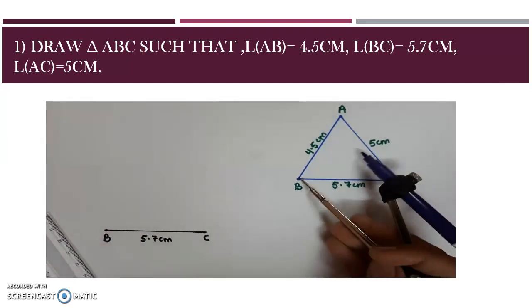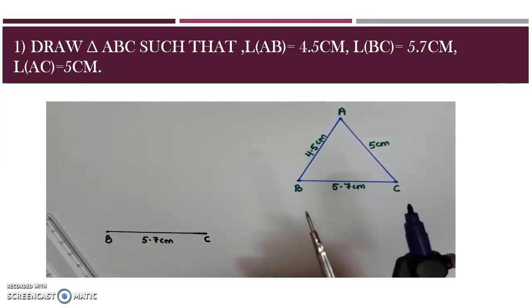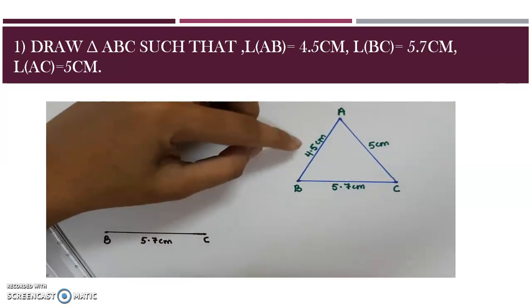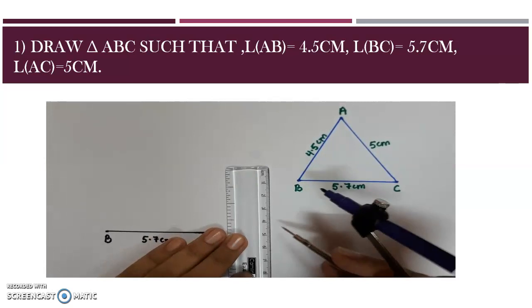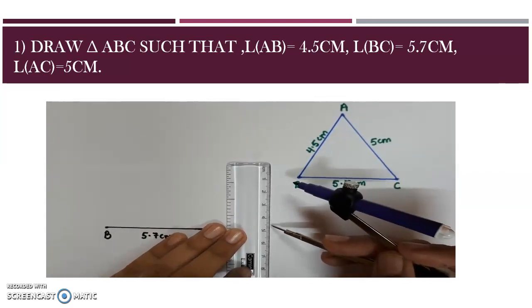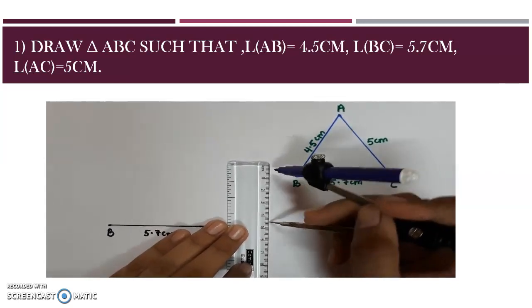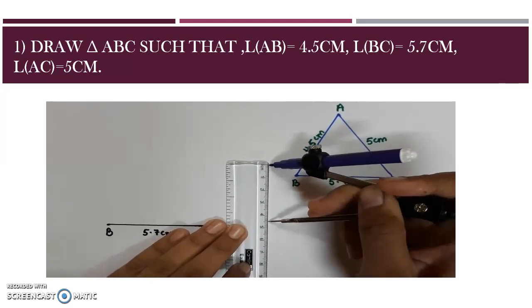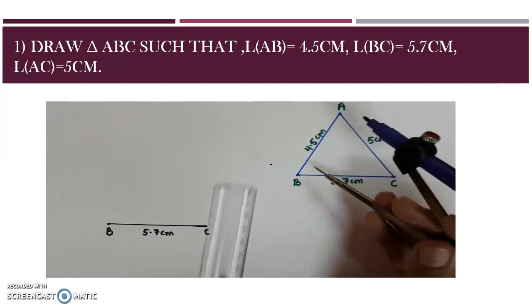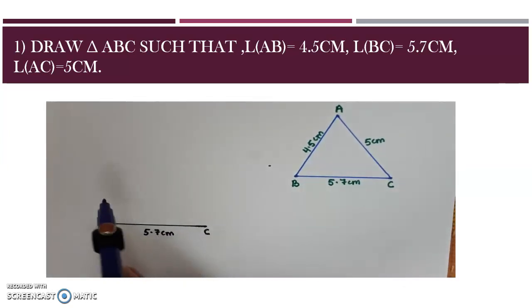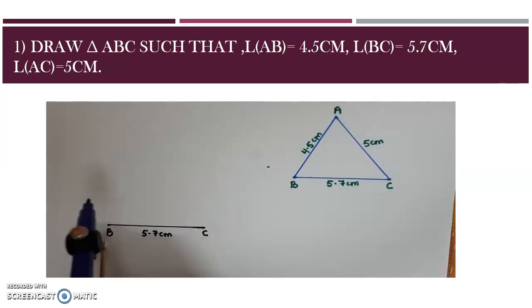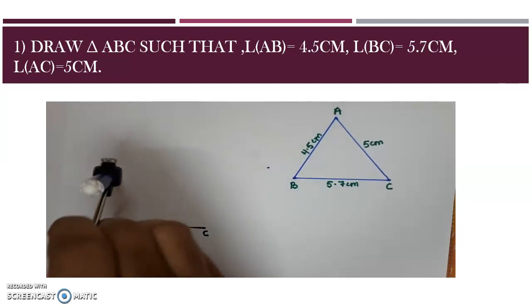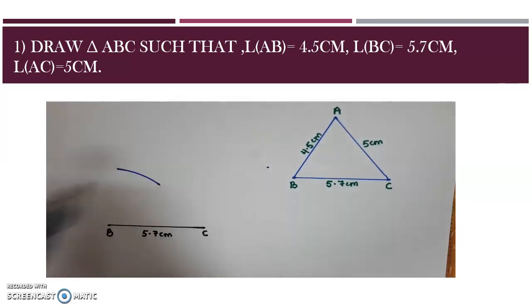Now we will draw segment BA with the help of compass. AB is given 4.5 centimeter. So with the help of scale we will measure 4.5 centimeter. So where 4.5 is AB, I don't have A anywhere, but I have point B. So I will keep my compass on B and I will put one arc.